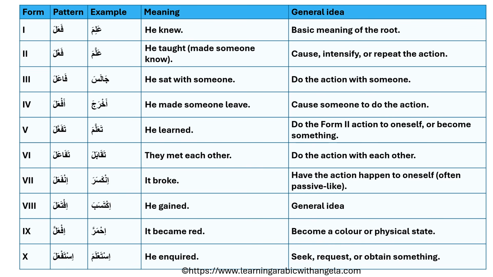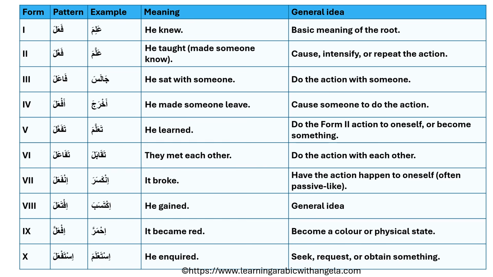For example, pattern 1, فَعَلَ, عَلِمَ, he knew. Pattern 2, فَعَّلَ, عَلَّمَ, he taught. Pattern 3, فاعَلَ, جالَسَ, he sat with someone. Pattern 4, أَفْعَلَ, أَخْرَجَ, he made someone leave. Pattern 5, تَفَعَّلَ, تَعَلَّمَ, he learned. Pattern 6, تَفاعَلَ, تَقابَلَ, so he met with someone. Pattern 7, انْفَعَلَ, انْكَسَرَ, it broke, something broke.